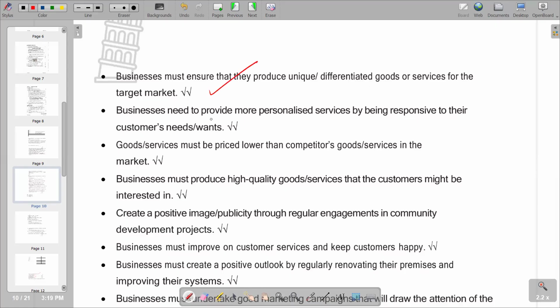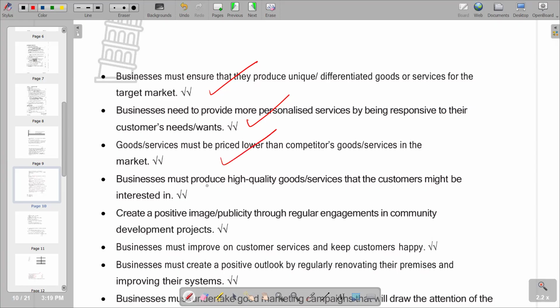And also businesses need to provide more personalized services by being responsive to their customers' needs and wants. So personalized services, obviously, they produce according to what the customer needs. And that can be a way to win the customers over the competitors. Goods or services must be priced lower than competitors' goods or services in the market. So a competitive price also is of importance, as it will make the business win customers. So obviously, a competitive price is a price that is below the competitor's price, so that you win customers.